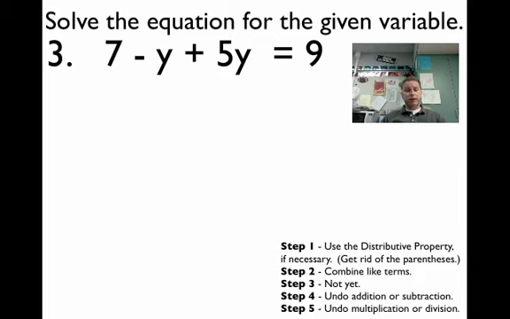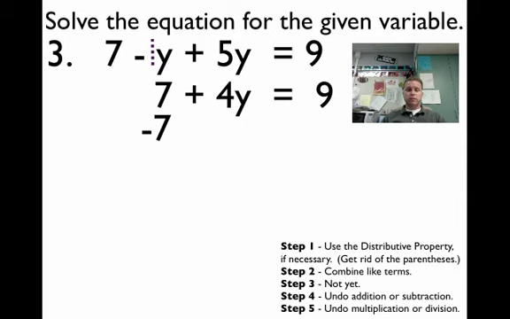Okay, no distributive property here. What are our terms? We have a positive 7, a negative y, and a positive 5y. Sometimes it helps to think of that negative y as being a negative 1y. So what terms do we have? Like I said, positive 7, negative 1y, positive 5y. We've got 2 y's in there, so those are like terms. They can be combined. One's a negative. I got 1 negative, 5 positives. Combine those together, that gives me 4 positive y's because the negative and the positive are going to cancel each other out one time.